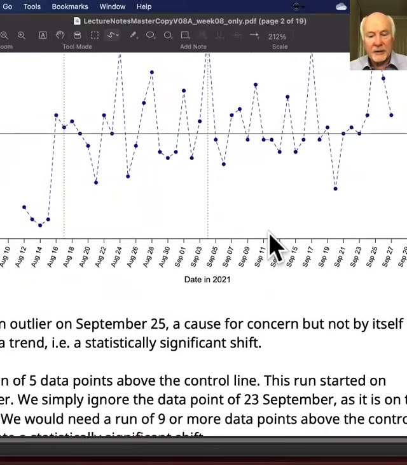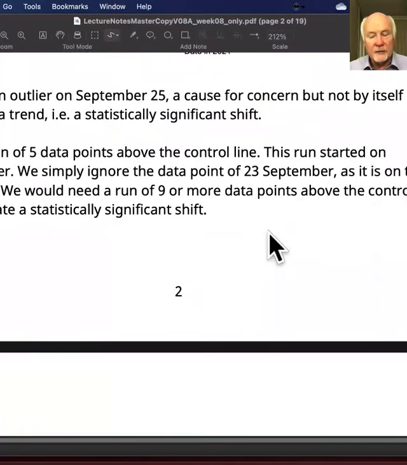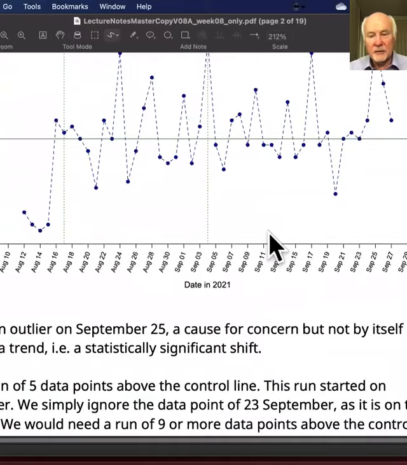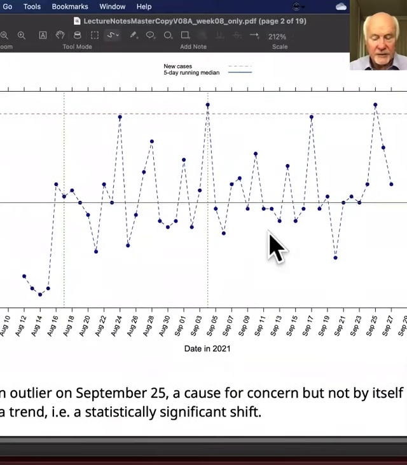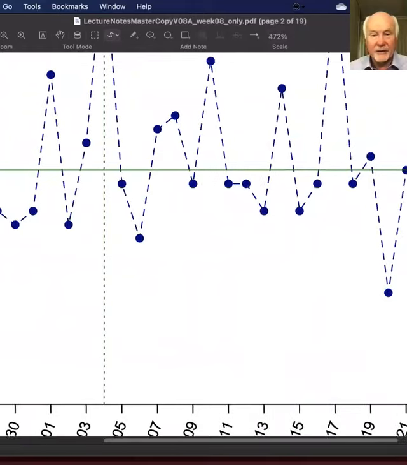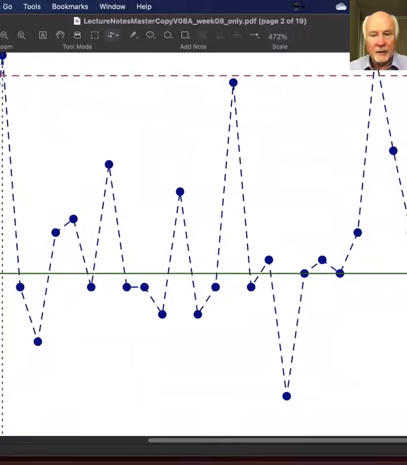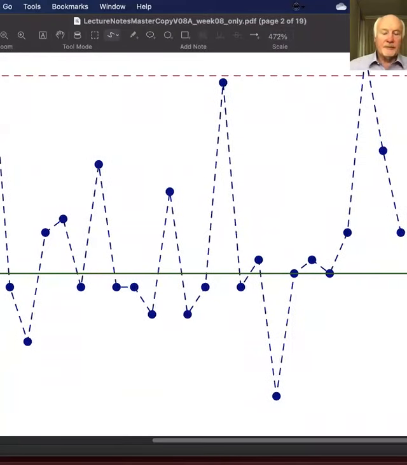Now what we're going to be looking for here is a run of 9 or more data points. I'll show you what we mean by a run. I did this last week, but I'll do it again because it's a little counterintuitive for some people. It takes a little bit of time to get the idea. Okay, so there's our data. So a run is 2 or more points on one side of the control line.